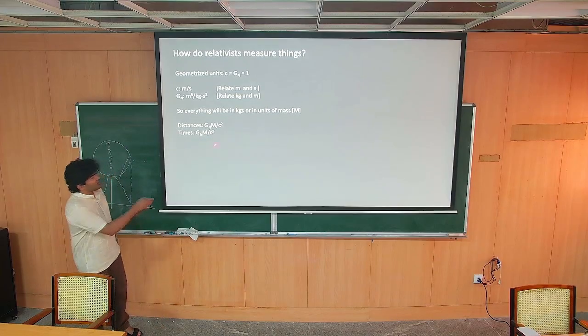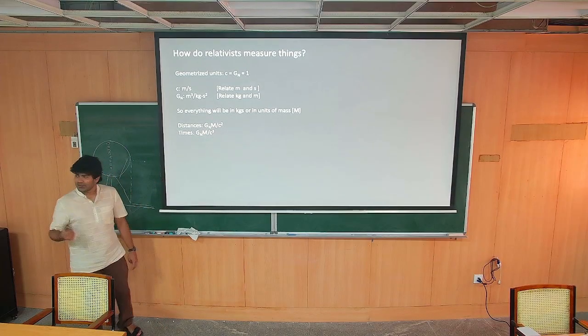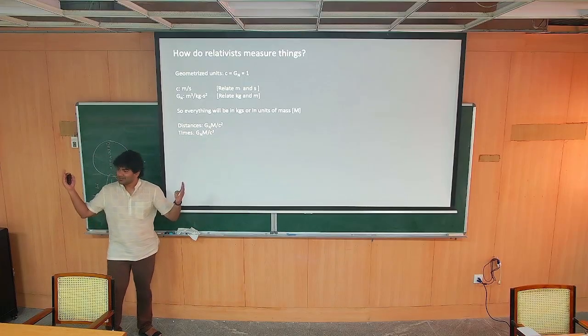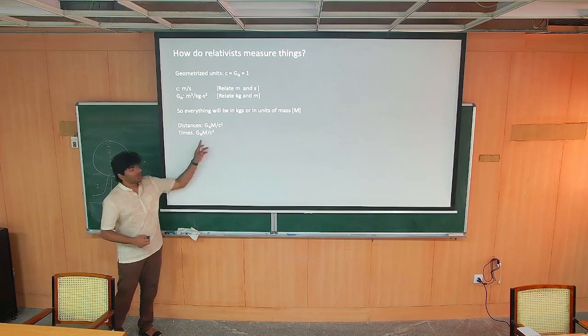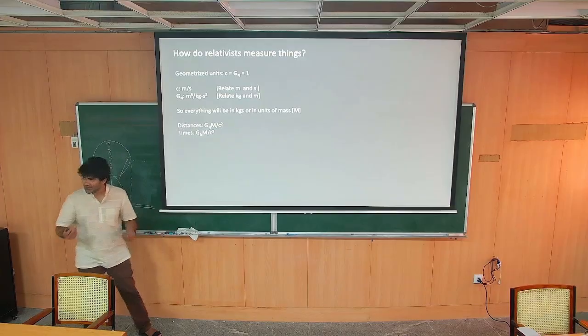Okay? So typically what we do is that we don't show the G and C. We'll just say GM over c squared is the distance. Okay? GM over c cubed is the time scale. So these are the kinds of things that we do.